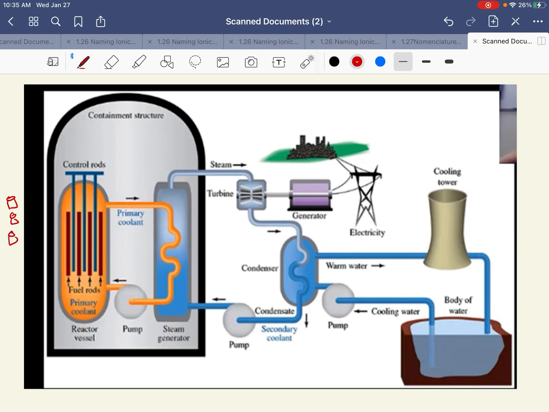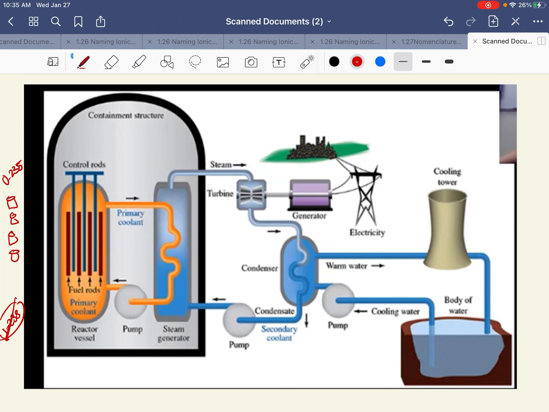So enriched uranium, if you remember, is uranium-235. The one that is most abundant, so the one that we will find, is 238. But we want enriched uranium, so that's uranium-235. So those are your fuel rods in there, and then we have control rods.